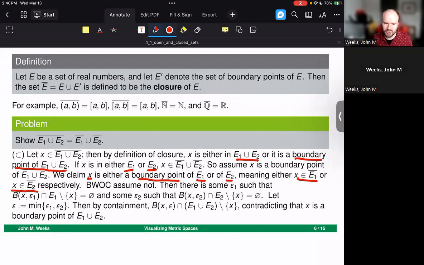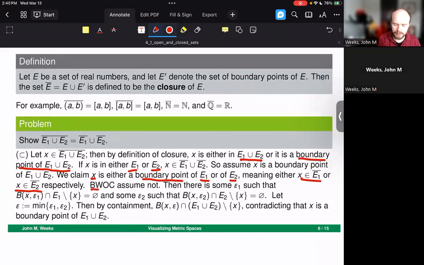So by way of contradiction, we need to say that X is going to be a boundary point of the set E1 union E2, but it is not a boundary point of E1 or of E2. If we do claim that, then we have the statement automatically. So we need to try and go through the opposite case, and we will try to go through it using contradiction.